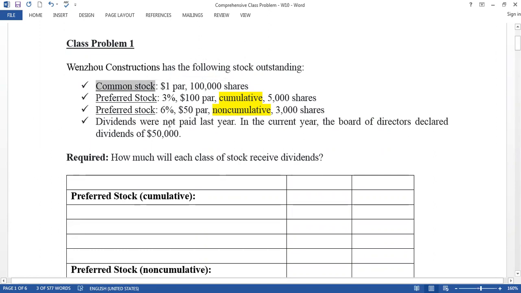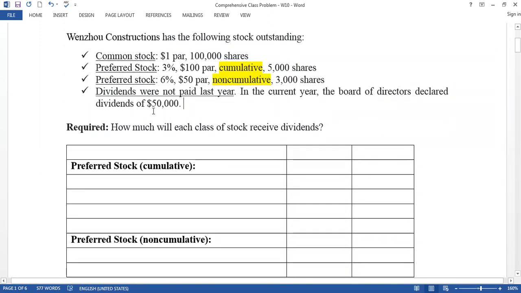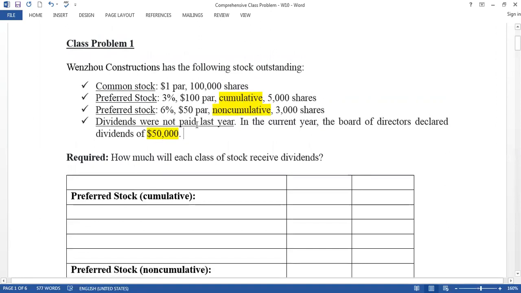Dividends were not paid for the last year. Last year, the company did not pay any dividend. But in the current year, the company declares dividend of $50,000. So last year, they did not provide any dividend. This year, they declared $50,000 dividend. So this is the story. I suggest you calculate the amount of dividend from the very beginning before you solve the question.